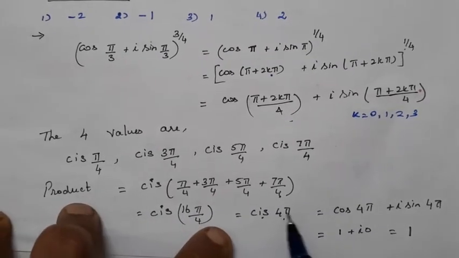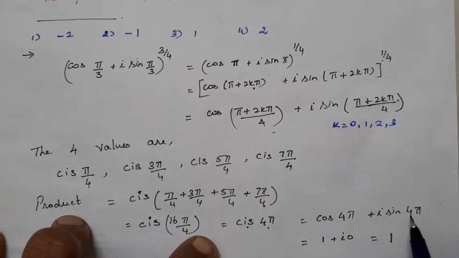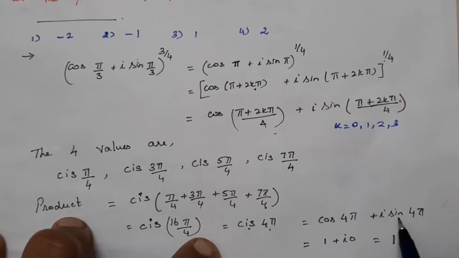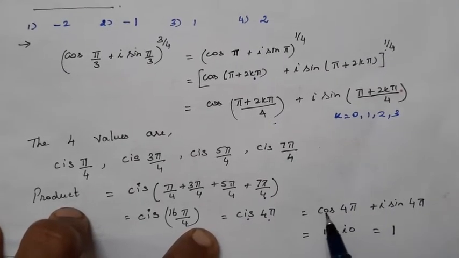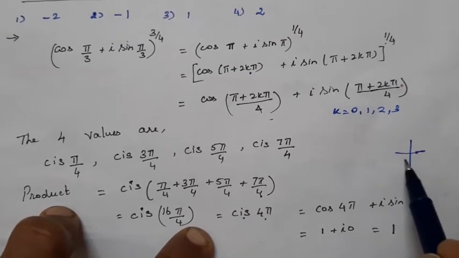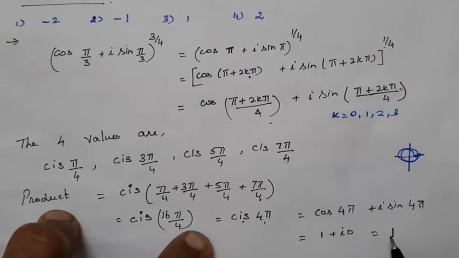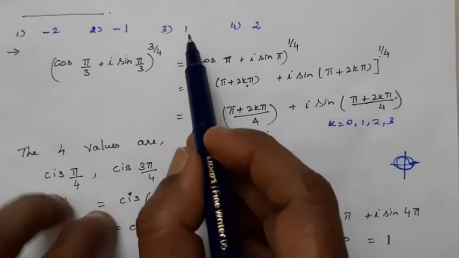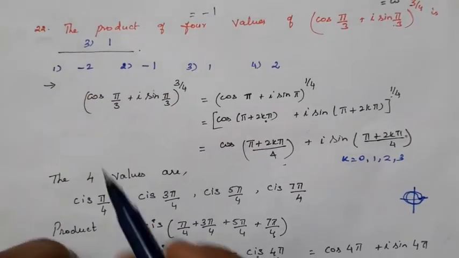So cis 4 pi. To get its value, let us rewrite it as cos 4 pi plus i sin 4 pi. But sin n pi is equal to 0 for all values of n. So this will be 0. And cos 4 pi means 2 complete revolutions, so it will be equal to 1. So 1 plus i times 0 is equal to 1. So option number 3 is the answer for the 22nd problem.